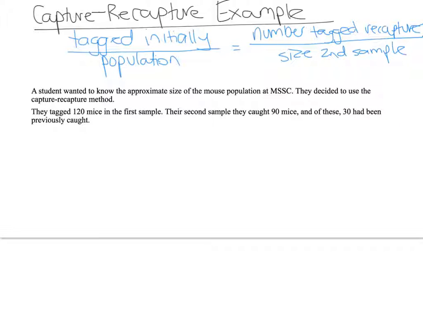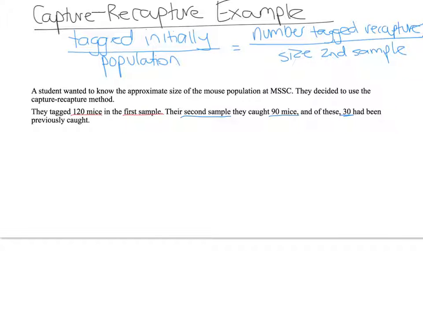Okay, so let's have a look at the question. A student wanted to know the approximate size of the mouse population at Marumba. They decided to use the capture-recapture method. So they tagged 120 mice in the first sample. So they went out, caught 120 mice and tagged all of them and let them go. The second time they went out in that sample, they caught 90 mice. So that was the size of their second sample, 90 mice. And of those, 30 had been previously caught. So let's have a look. 120 in our first sample. And then our second sample, there were 90 in total and 30 had been previously caught.